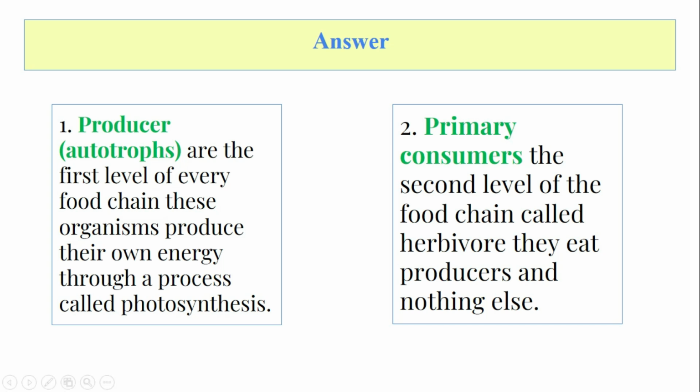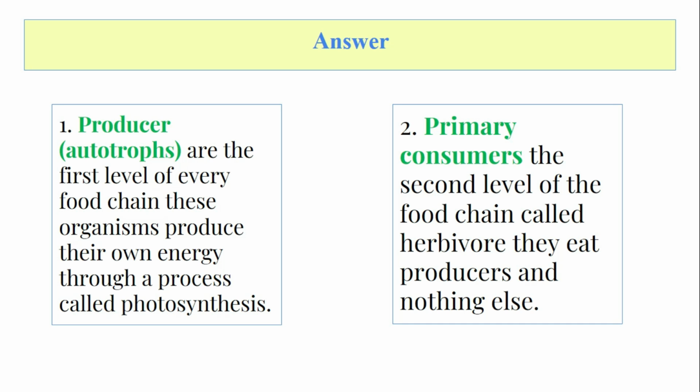And number 2, we have primary consumers. These consumers, the second level of the food chain, are called herbivores. They eat producers and nothing else. The slugs, for example, eat plants.